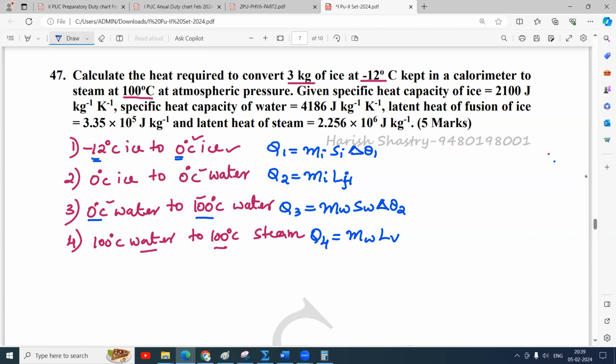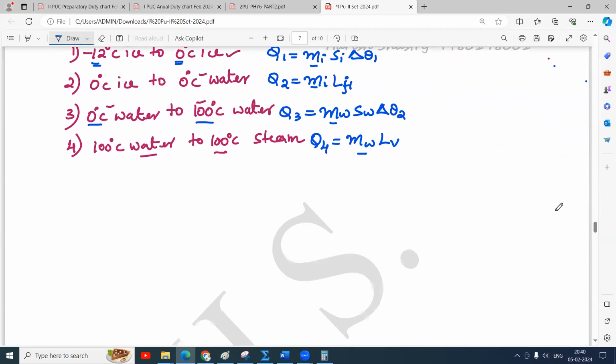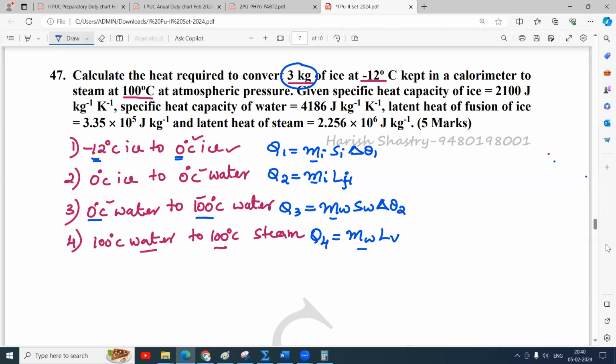So, this is how we have to do it. And every time the mass of ice, the mass of water, the mass of steam, everything is 3 kg. That doesn't change. So, if we want to write the total amount of heat energy required, I can write the formula like this. Q is equal to Q1 plus Q2 plus Q3 plus Q4. That's what you can write.